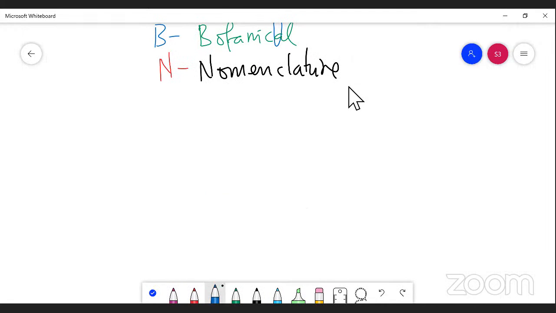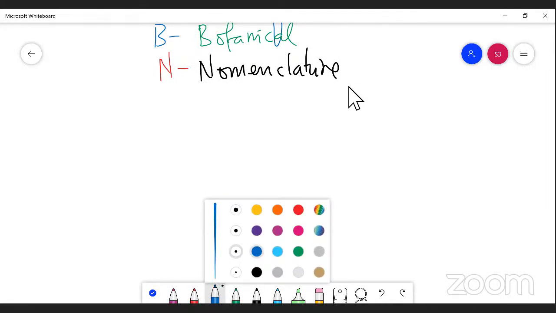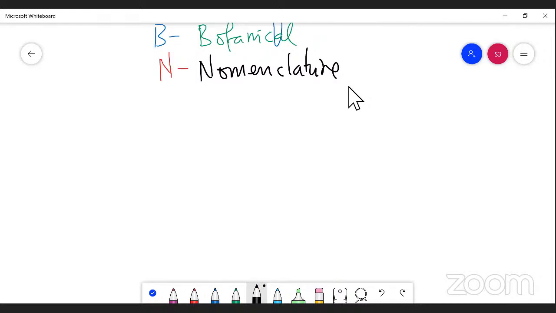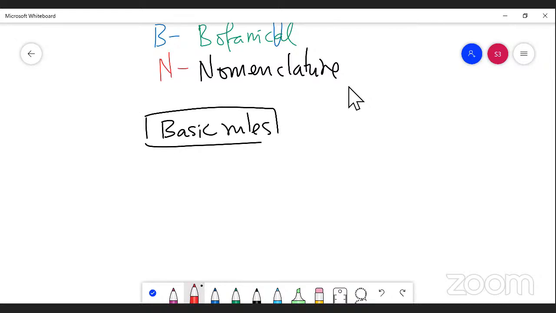The first elementary rules were introduced by Carolus Linnaeus. The basic rule, also known simply as the elementary rule. There is a set of rules which was first proposed by Linnaeus, who is the father of modern taxonomy.